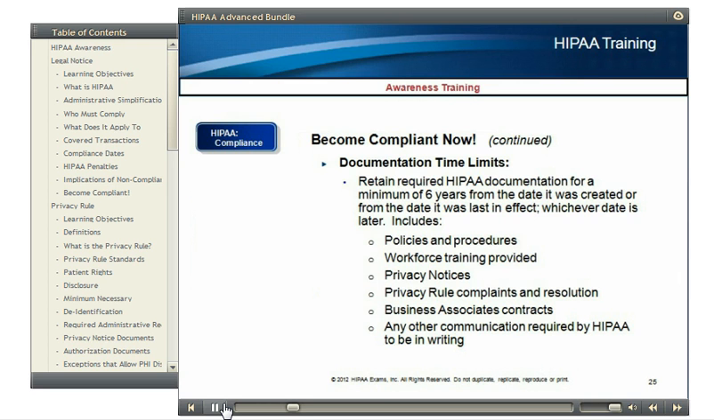Documentation time limits. Retain required HIPAA documentation for a minimum of 6 years from the date it was created or from the date it was last in effect, whichever date is later. Includes policies and procedures, workforce training provided, privacy notices, privacy rule complaints and resolution, business associates contracts, any other communication required by HIPAA to be in writing.